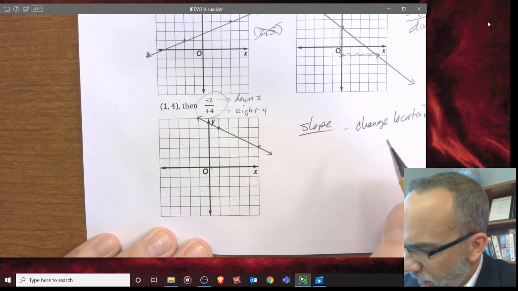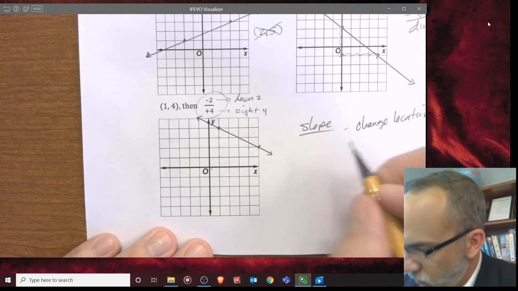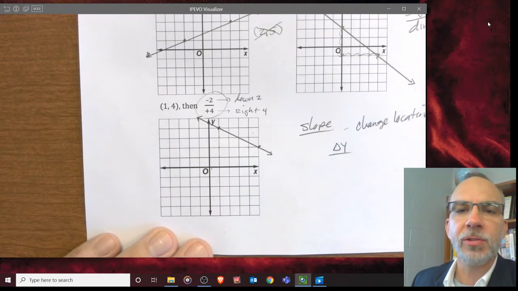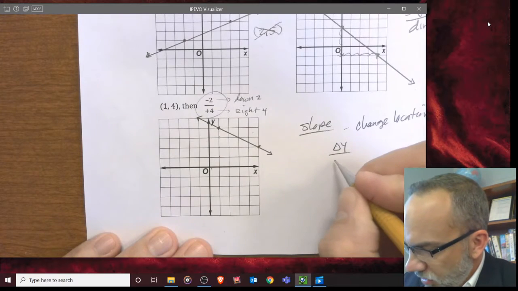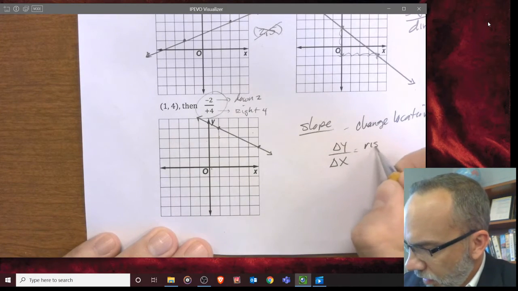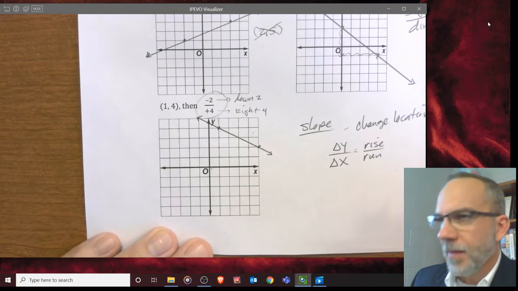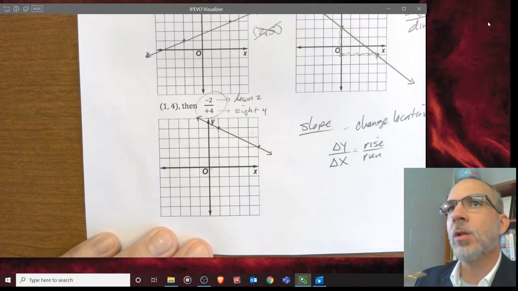It's given by the change in the y value first over the change in the x value. Maybe you've seen this before. The Greek letter delta, the triangle, means change. It's not what the y is, it's what the y is changing. Change in y divided by change in x, or maybe you've seen rise over run. It's always going to be the change in the y value first, go up or down first, and then go left or right second.